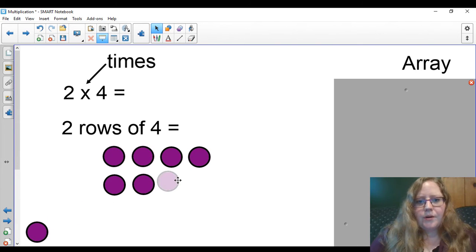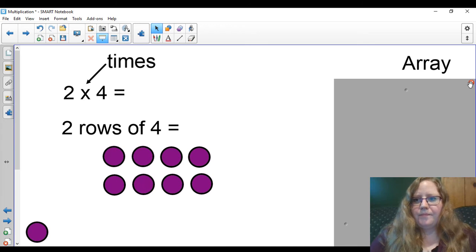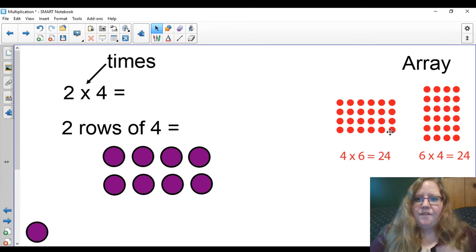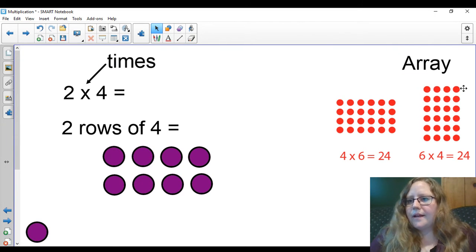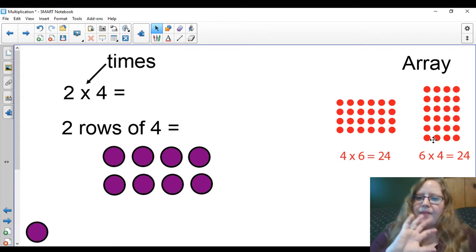So 2 rows of 4. And again, you know that the answer is 8 already, but I've got my 2 rows made with 4 in each row. If I flipped it, so this is an example of 4 times 6 equals 24. 4 rows with 6 in each row. If I flipped it, it flips the equation too. So this is 6 different rows. If you're looking at my rows going vertically, I have 6 rows. And in each row, there's only 4. So it's the same thing flipped.